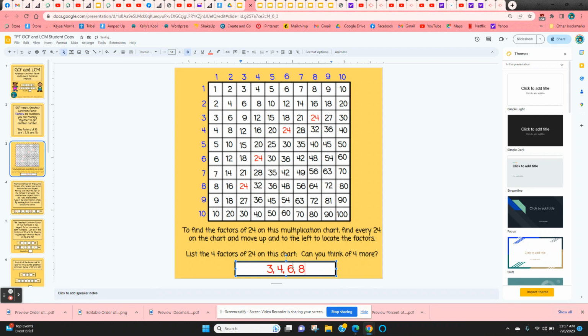And then it asks the students, so they're going to type this in and then ask them if they can think of any other factors of 24. So there would be 1 and 24, and there would be 2 and 12, which are not on the multiplication chart because it only goes up to 10 by 10.